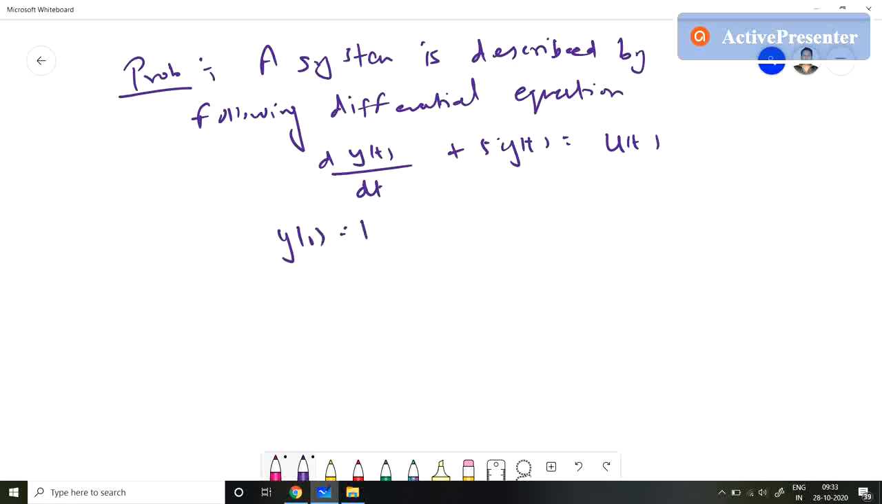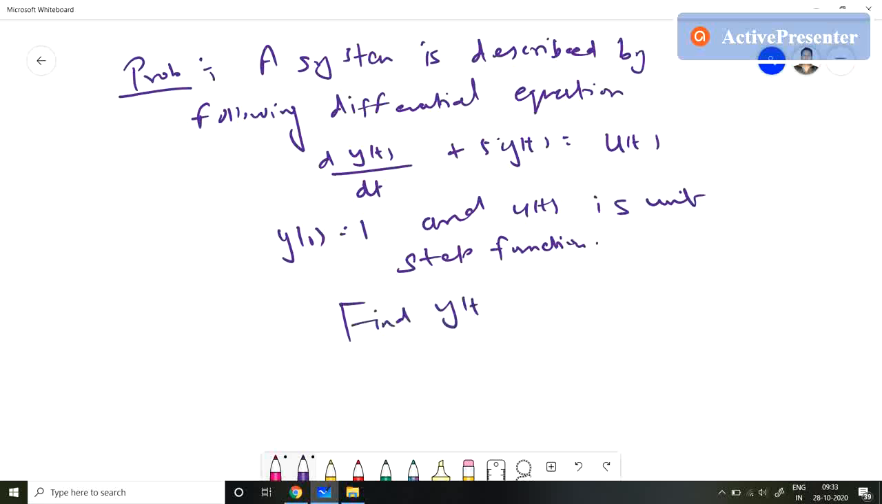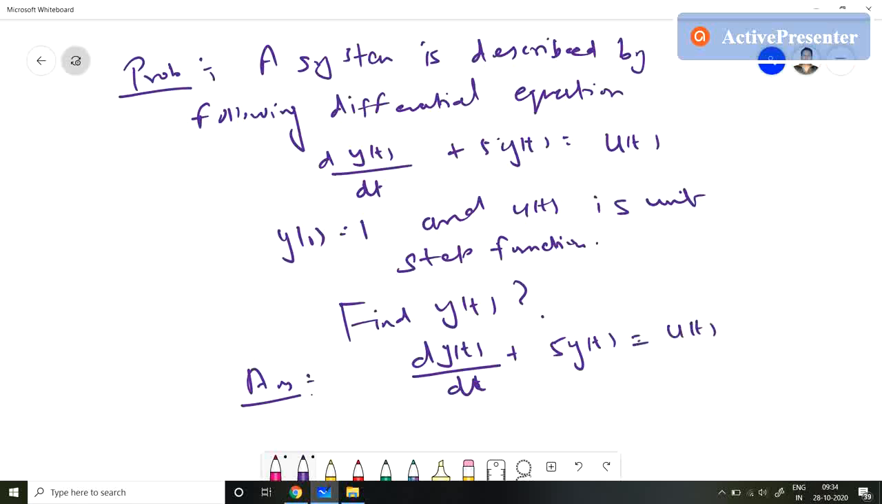So the initial condition is given, and u(t) is the unit step function. So the question is to find y(t). So let us discuss this problem. dy(t)/dt plus 5y(t) is equal to u(t), that is given.